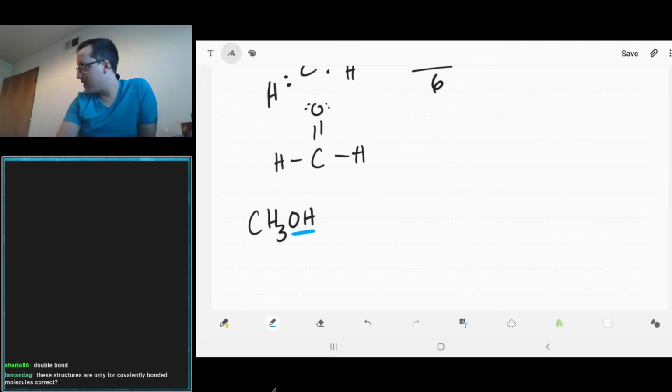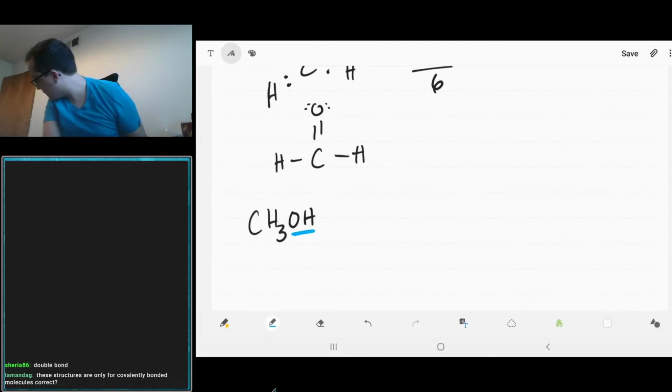Let's see who's coming in this time. We have a visitor. I wonder which dog it's going to be. It might be Oz. Yeah, it looks like it's Oz.